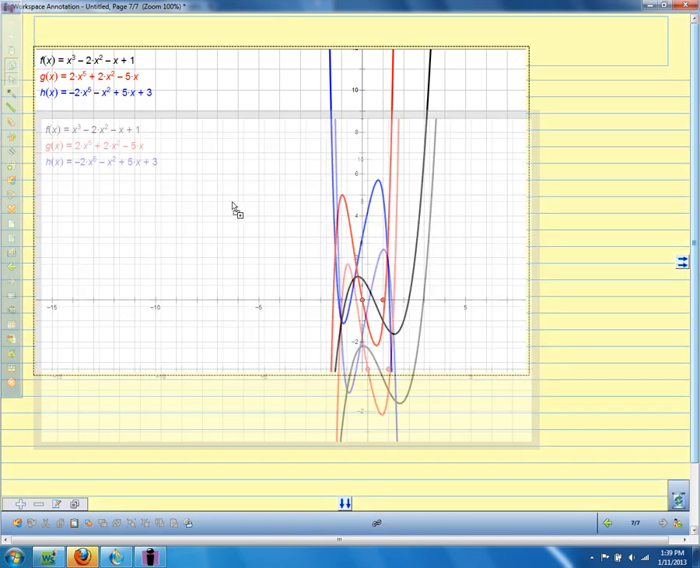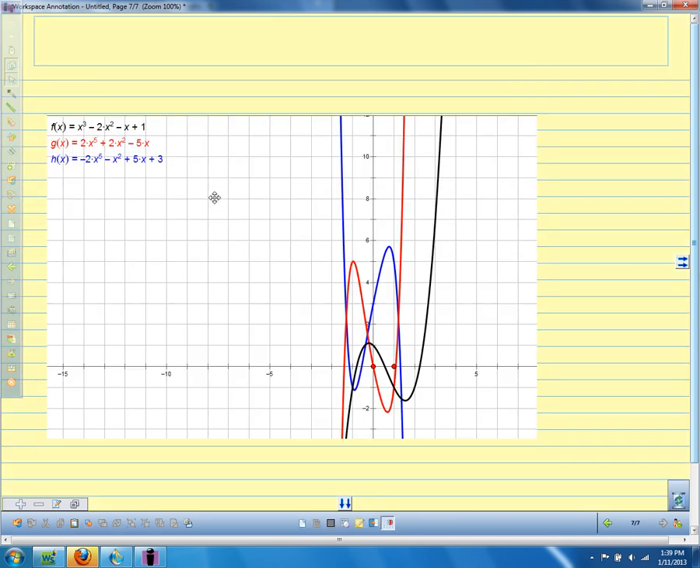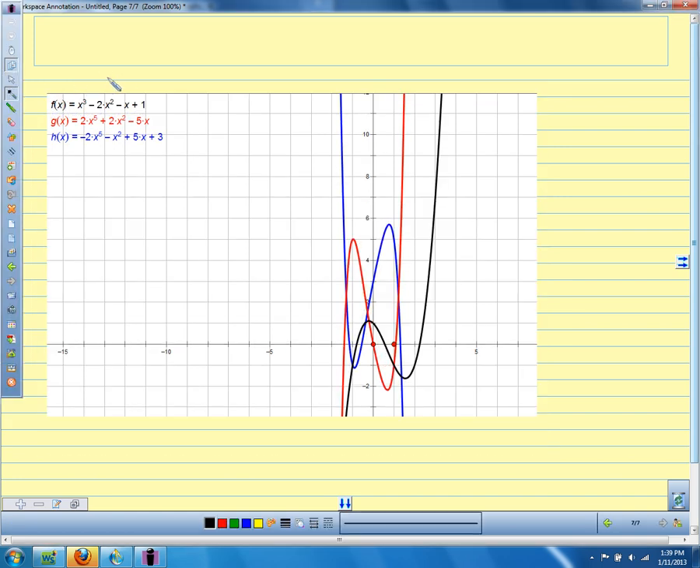So here are our odd-powered polynomials, where n is odd.